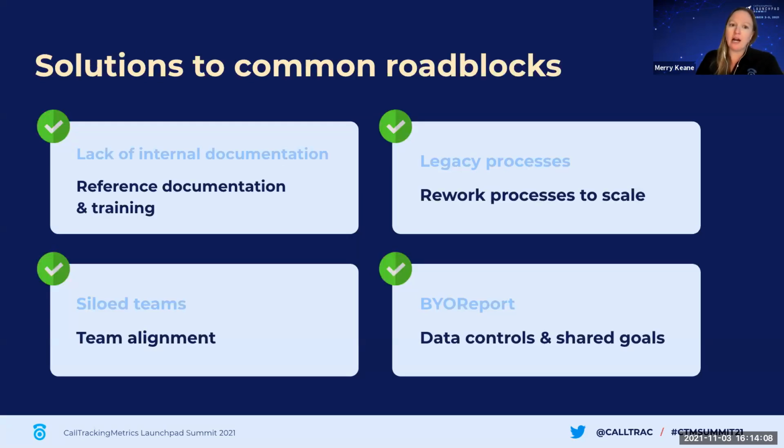So these would be our top 4 recommendations: reference documentation and training, reworking your processes to scale, aligning teams, data controls, and shared goals. And we do have a few secret powers that we're going to talk about toward the end.